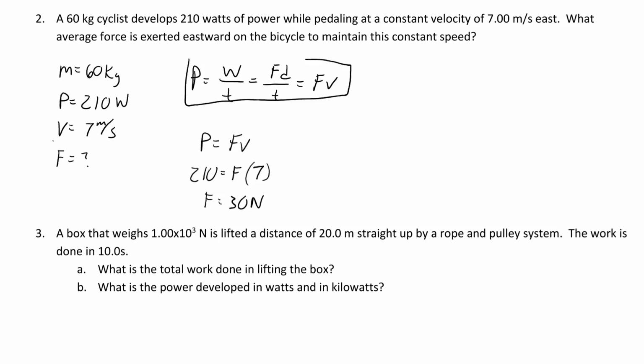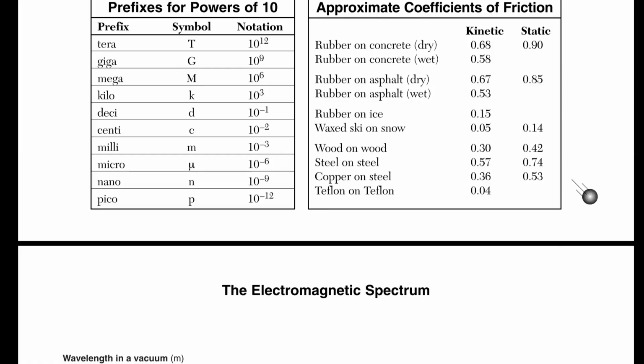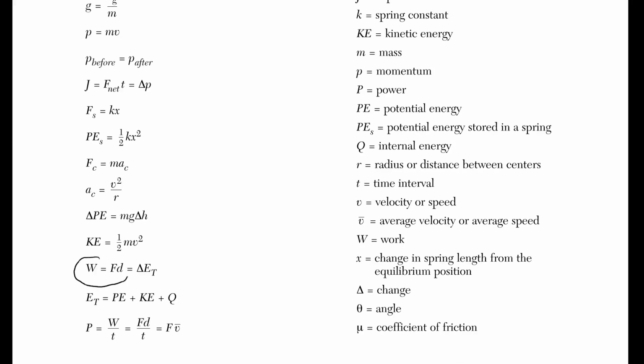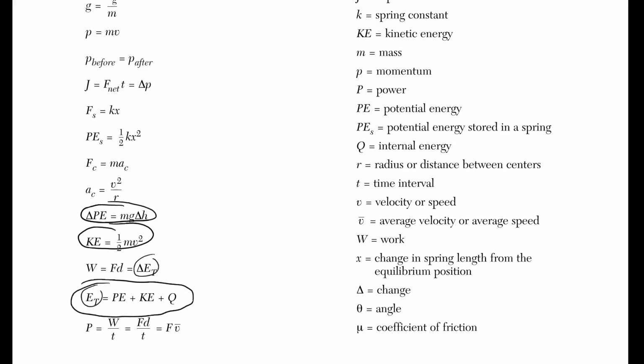Luckily, if you have your reference table, you don't have to derive this formula every single time. It is on the back of your reference table. If you look on the back, and if I move my camera down a little bit, oh, see, this is why I pause it. You can see we have W equals FD, and we didn't talk about it yet, but it's also equal to the change in the total energy. We'll get to that when we do more kinetic energy and gravitational potential energy. And again, the total energy comes into play. This is the conservation of energy formula. Q is just internal energy. So all at the bottom is the work, power, and energy type stuff.